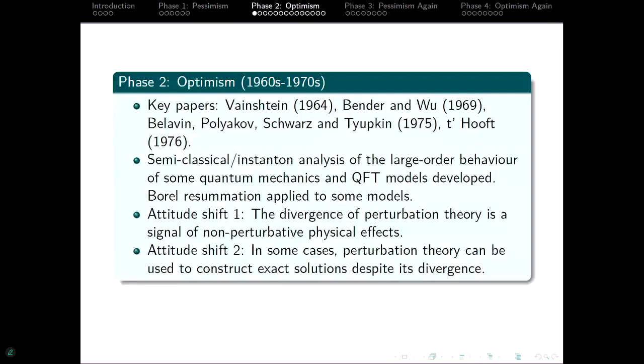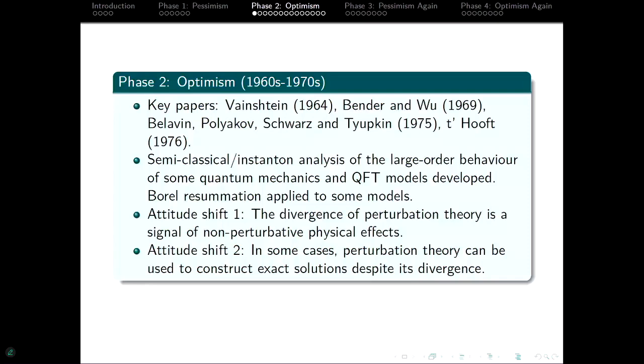Also, what's the difference between the attitude shift and attitude shift 2? Because I would have thought the non-perturbative physical effects would have exact solutions. Would be exact. Yes, so these two are going to be related. What I'm going to move on to talk about is the phase that starts in the 60s into the 70s, where there's a new wave of work on the large order behavior, looking more at quantum mechanics models rather than quantum field theories.